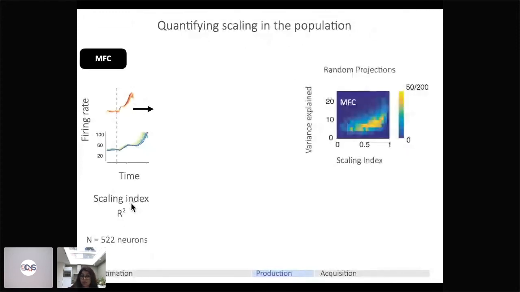So now what we can do is plot a 3D histogram to understand the distribution of scaling and clusters of the population. And what we see over here is that the mass of this distribution, the yellowest part, lies between 0.5 and 1 for the mediofrontal cortical population.